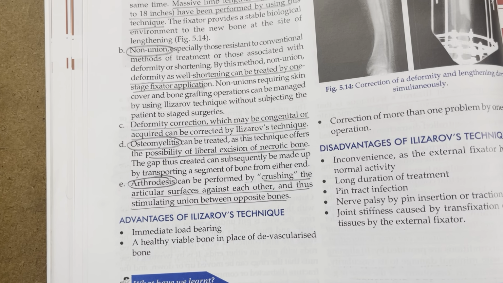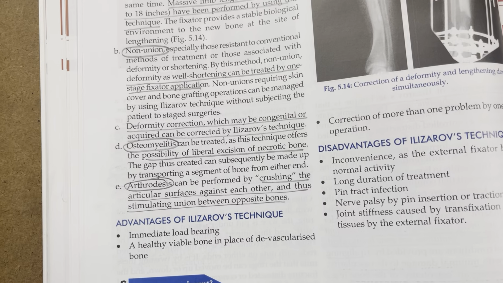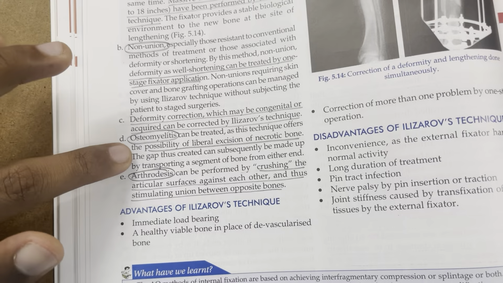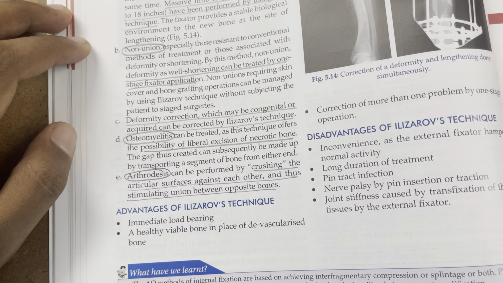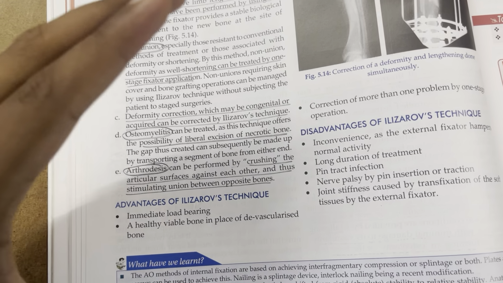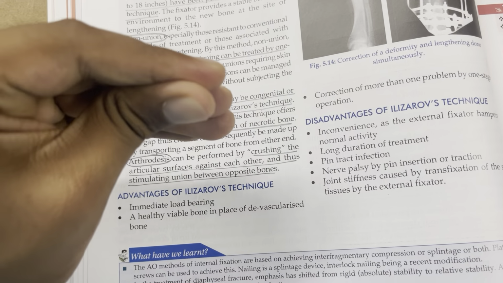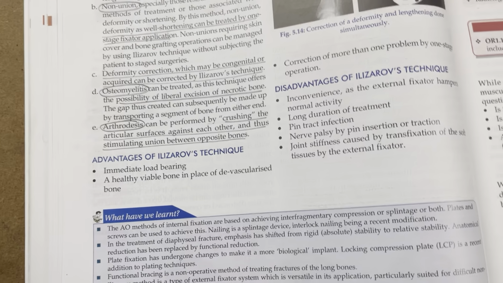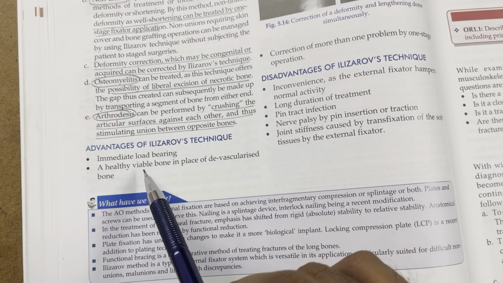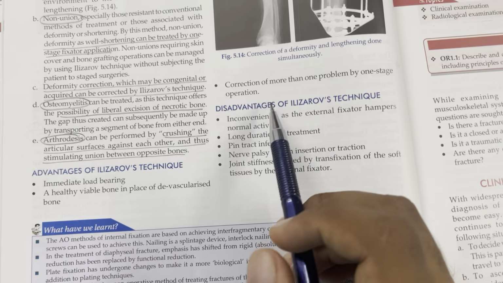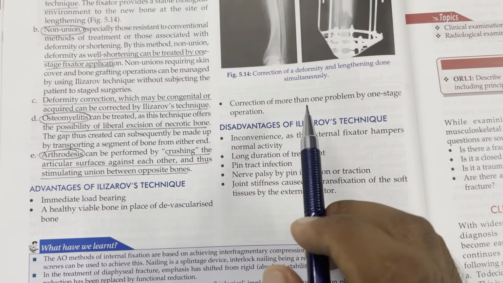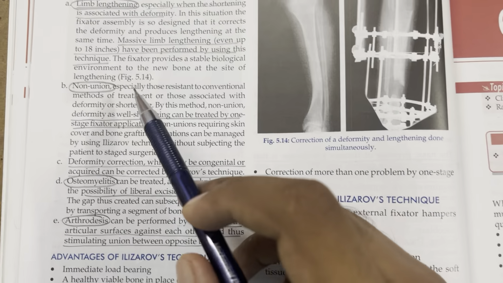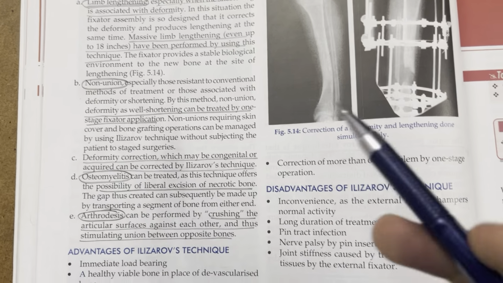Next, deformities can also be corrected, be it congenital or acquired. Osteomyelitis can be treated, as this technique offers the possibility of liberal excision of the necrotic bone, and arthrodesis can be performed by crushing the articular surfaces against each other and then stimulating union between the bones. So advantages: there is immediate load bearing, healthy viable bone in place of a devascularized bone, so you can remove the necrotic part as well, and correction of more than one problem by one stage operation. So you're correcting non-union, limb lengthening, all these things.